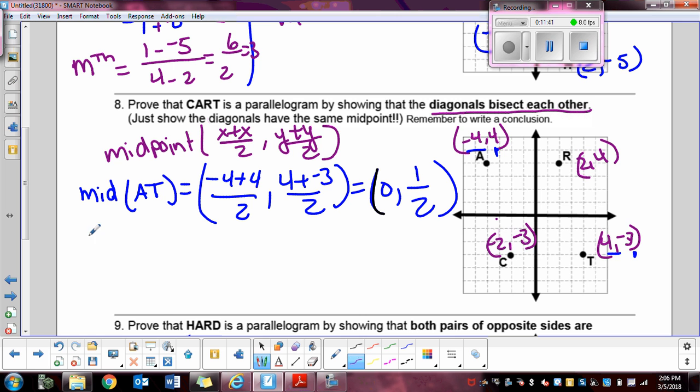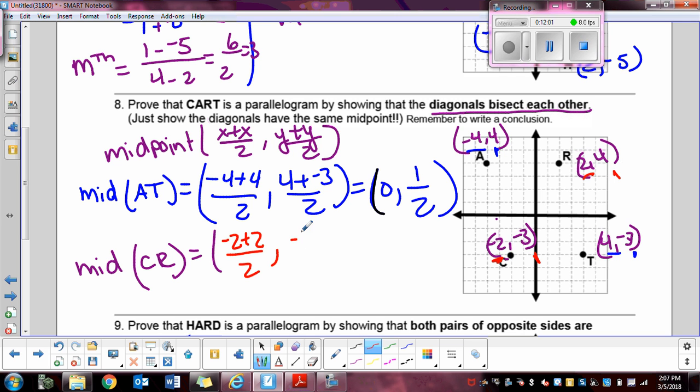Okay? Now we're going to do the midpoint of the other side, which is CR. My x values are negative 2 and 2. So negative 2 plus 2 divided by 2. And then negative 3 and 4. Negative 3 plus 4 divided by 2. So this one is 0. And then this one is positive 1/2. Again, since the midpoints are equal, they do bisect each other.